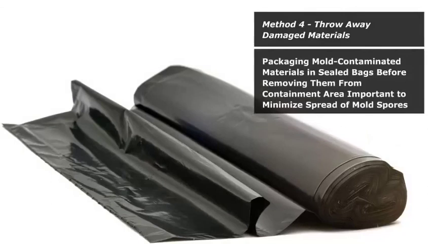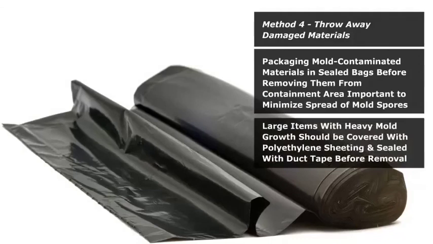Packaging mold-contaminated materials in sealed bags before removing them from the containment area is important to minimize the spread of mold spores throughout the building. Large items that have heavy mold growth should be covered with polyethylene sheeting and sealed with duct tape before being removed from the containment area.